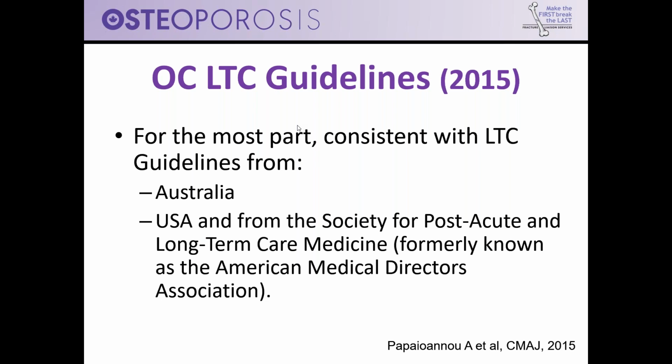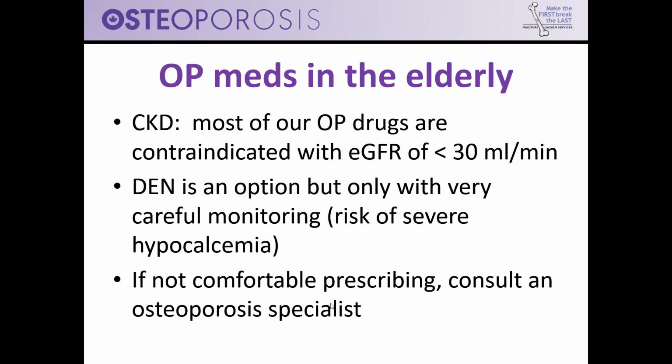Now, are these guidelines controversial? Not at all. For the most part, they're very consistent with long-term care guidelines that have come out of Australia and the ones that have come out in the US. If we say this for patients in long-term care, I would surmise that we should at least recommend the exact same thing for elderly patients who live in the community. The one thing that is a little harder in the elderly, however, for our medication is elderly patients are more likely to have chronic kidney disease, and most of our osteoporosis medications are contraindicated with an eGFR of less than 30 mils per minute.